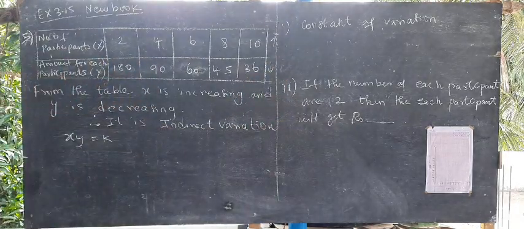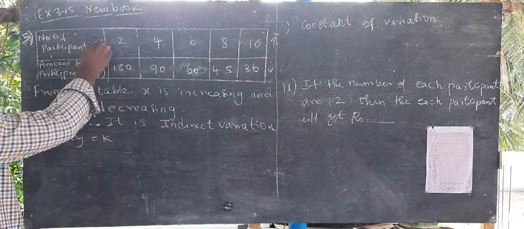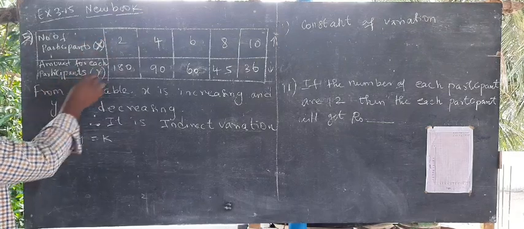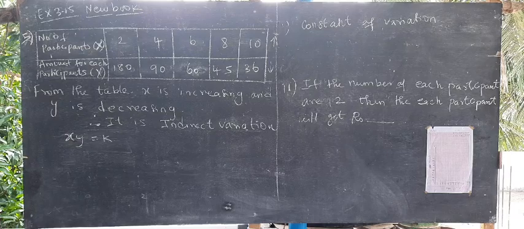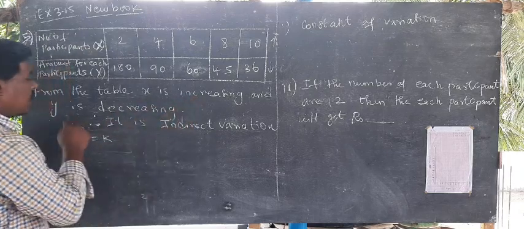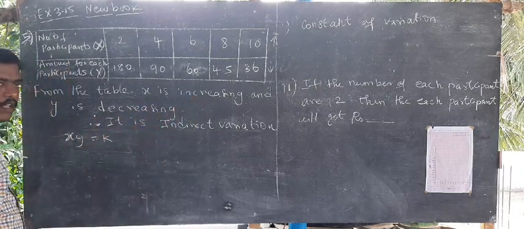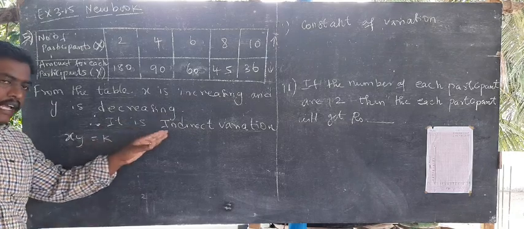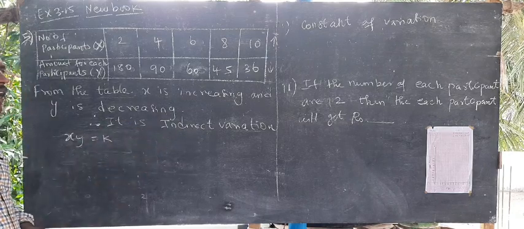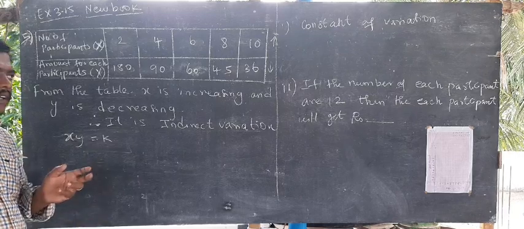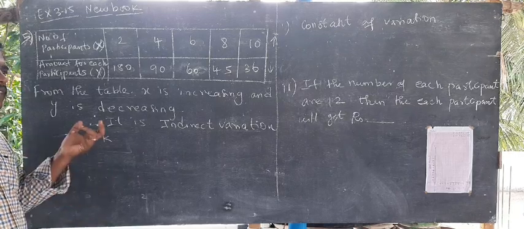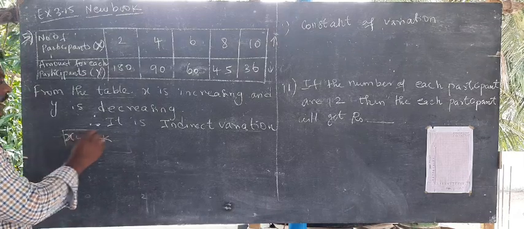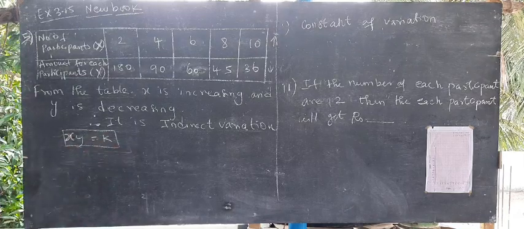So this is x. The number of participants we denote as x. The amount we denote as y. So x is increasing and y is decreasing. So x increasing and y decreasing means it is indirect variation. Direct means both will be increasing. Indirect means one is increasing, another one is decreasing. So the formula for indirect variation is xy equal to k.